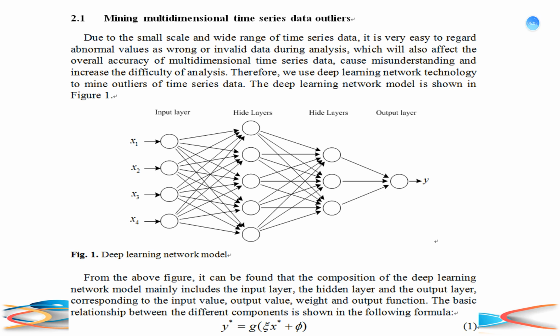The deep learning network model is shown in Figure 1. From the above figure, it can be found that the composition of the deep learning network model mainly includes the input layer, the hidden layer, and the output layer corresponding to the input value weight and output function. The basic relationship between the different components is shown in the following formula.